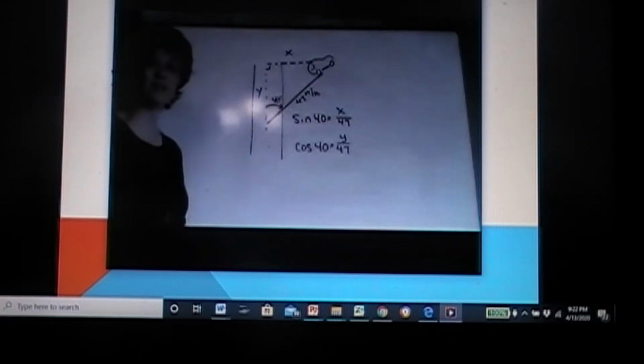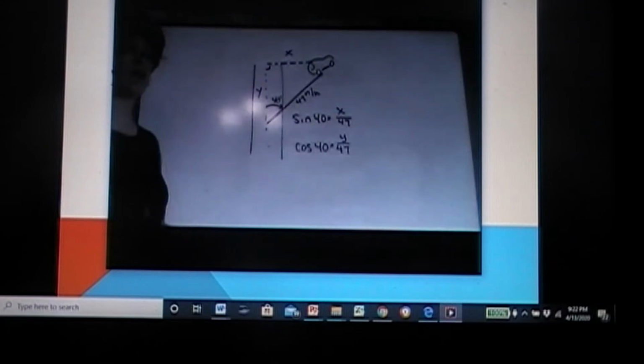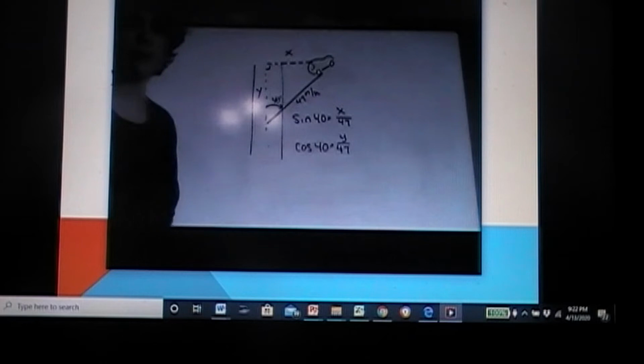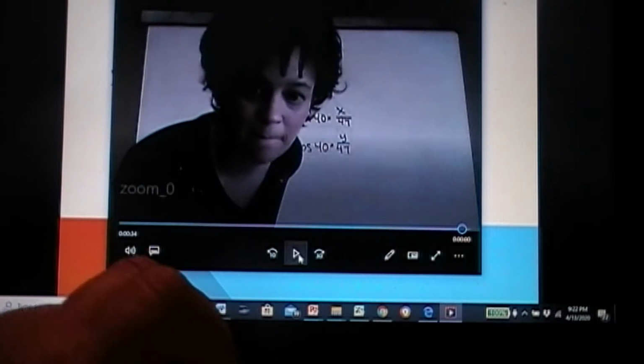Solve these the way we did the last problem, and you'll get that the x is 30 miles per hour and the y is 30 miles per hour. There you go. That's it.